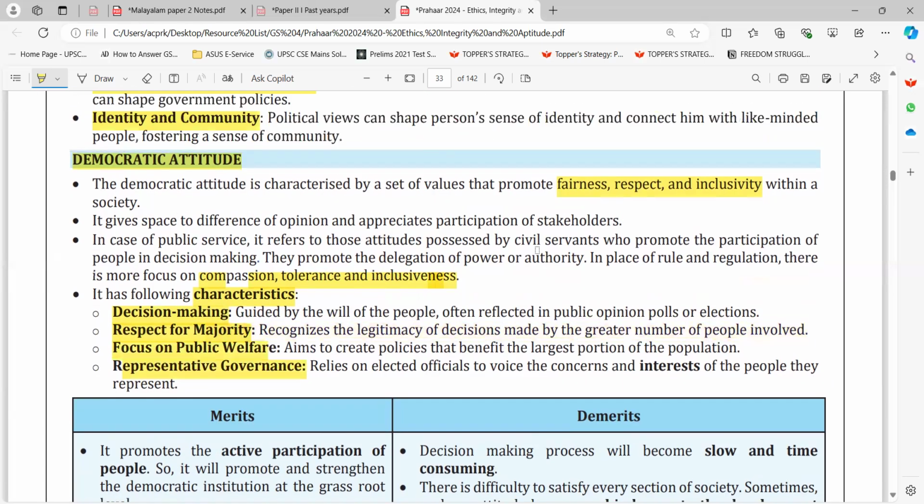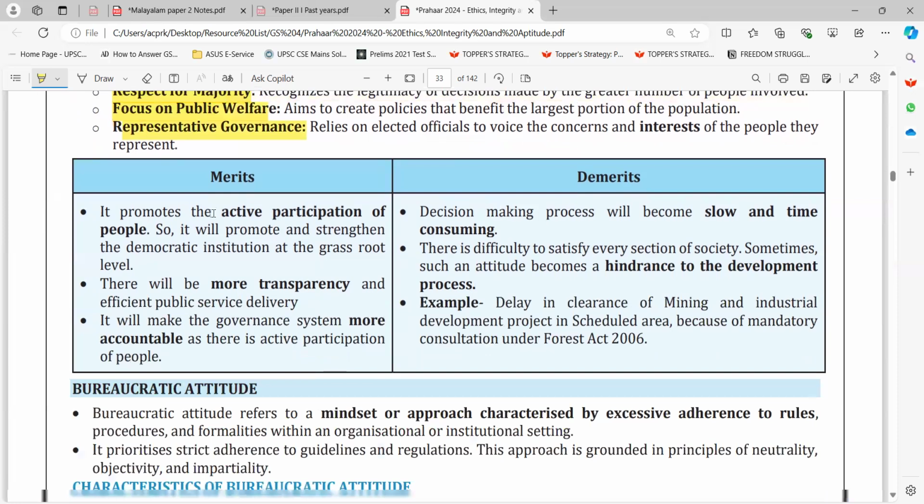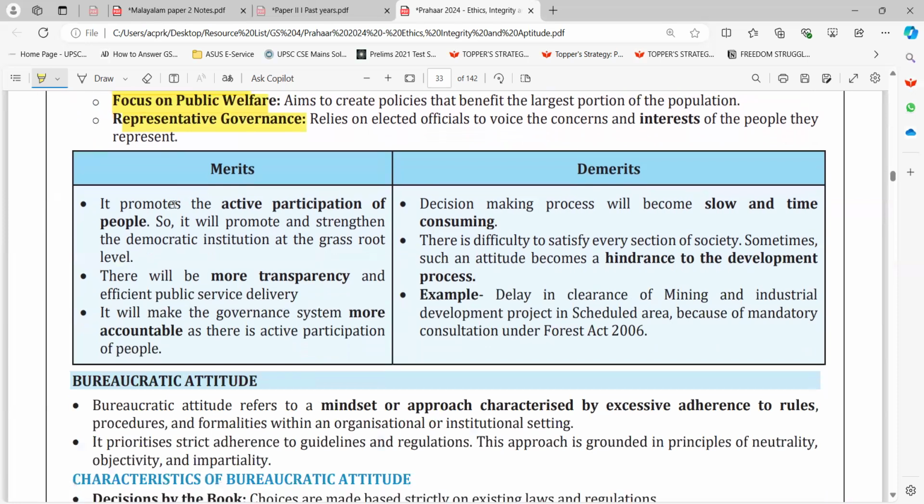Merits and demerits of democratic attitude. It promotes active participation of people. So it will promote and strengthen the democratic institutions at the grassroots level. There will be more transparency and efficient public service delivery. It will make the governance system more accountable as there is active participation of people.